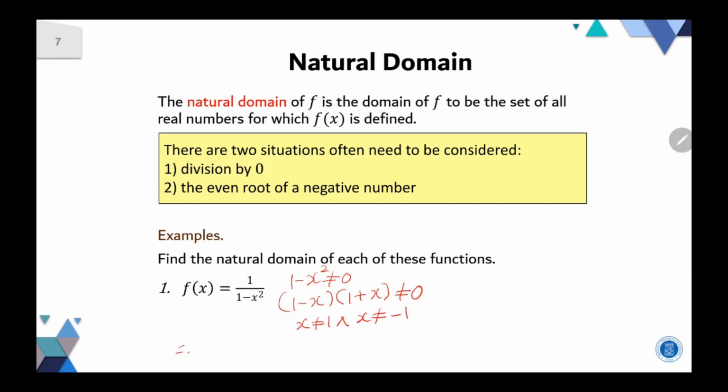Okay, so we have here the natural domain of f, or sometimes we use this notation, D_f, which should be equal to what? The set of real numbers. So this is the notation that we use for the set of real numbers, but not all of them. We have to take out -1 and 1. So this is how you write the natural domain. Remember, the natural domain is a set, so you have to write it in terms of a set also.